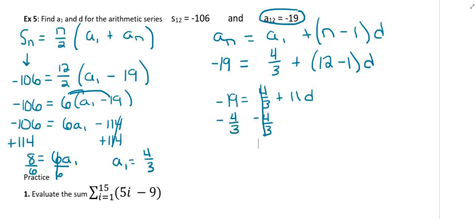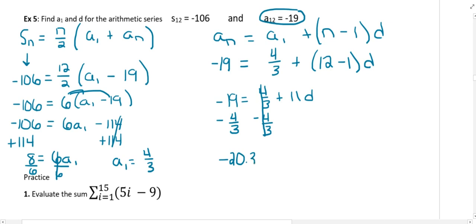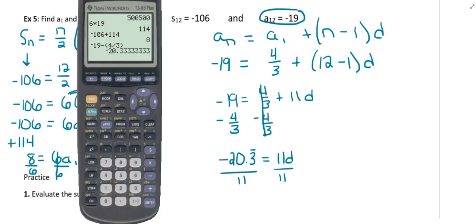All right, so we'll do this in our calculator now. We've got negative 19 minus 4/3. We want to put that in parentheses, 4 divided by 3. That is going to give us this decimal here, so I'll leave it right there for right now. So negative 20.3 repeating equals 11d, and then we will divide by 11. Divided by 11, okay, we get negative 1.848. Let's put that as a fraction. Math, enter, enter. Negative 61 over 33.